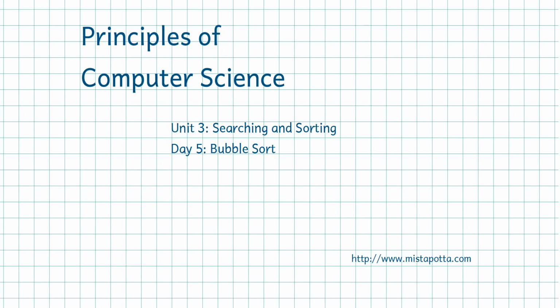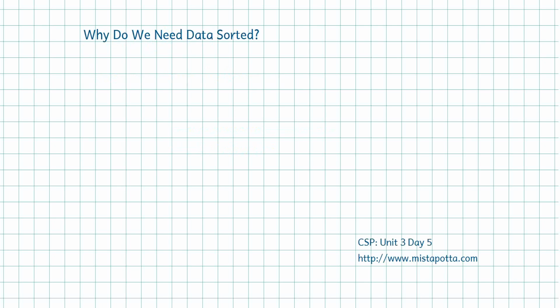In the next series of videos, we're going to actually talk more about the sorting that we alluded to in the previous couple of videos. So the question is, why do we need data sorted? And remember that we've talked about two different types of searches. We talked about the linear search, and we talked about the binary search.